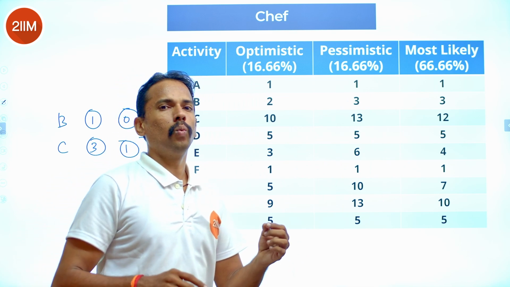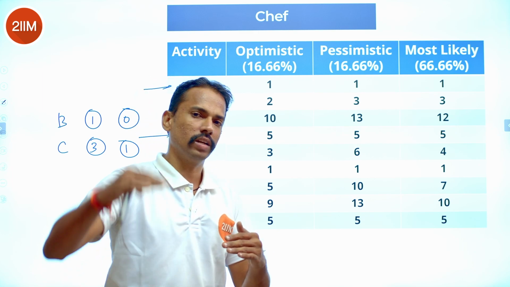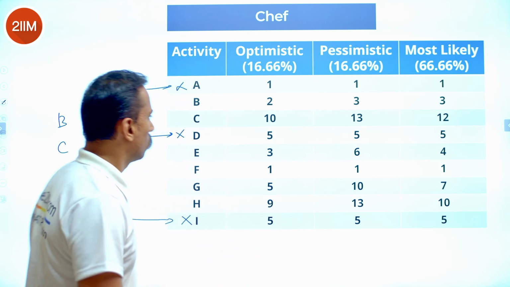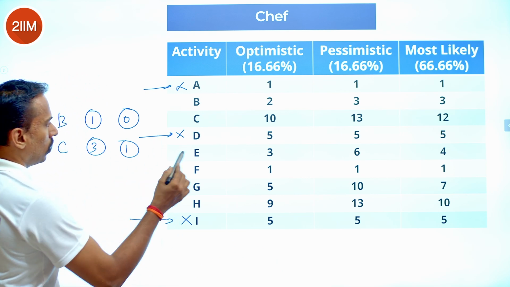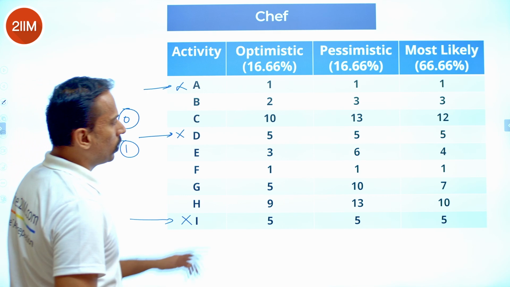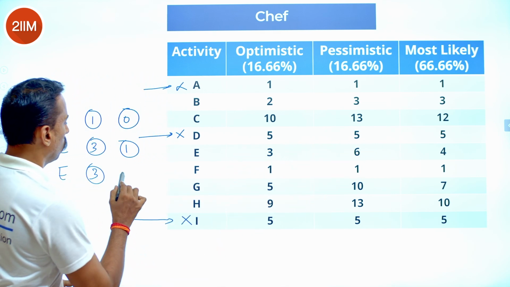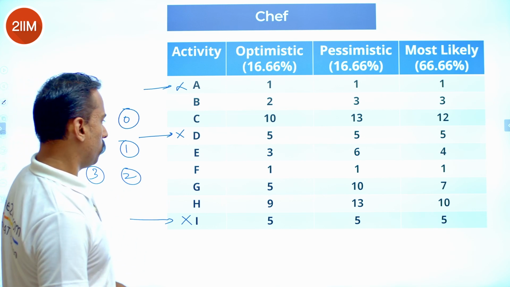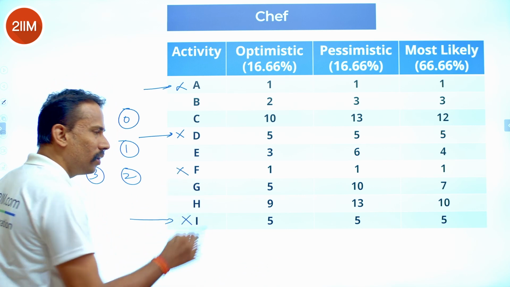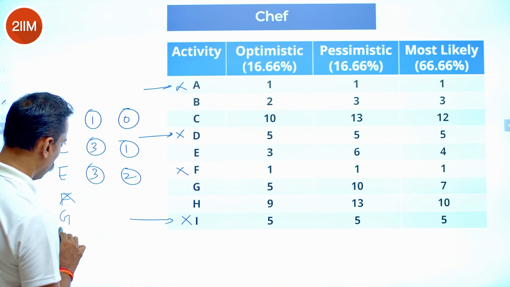Okay, we only worry about the change, and we are not worried about the direction, whether it is increasing or decreasing. Fine, all right. Next, D, not in the list. E, it's going to be 3, 6, 4. This is 3, this is 2. Okay, 3, 2. Next is F. F can again be ignored. All same.